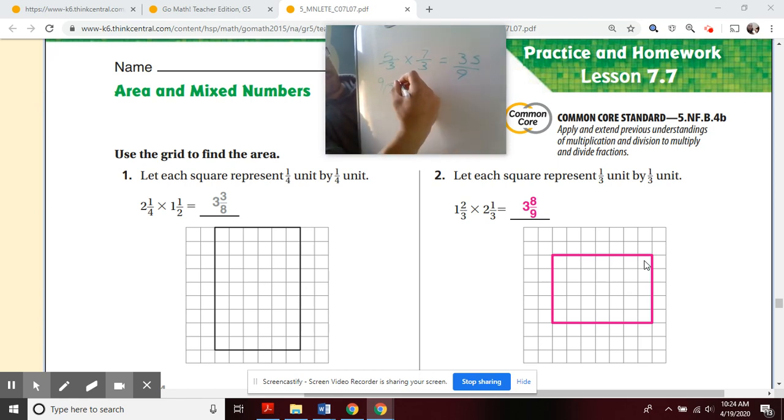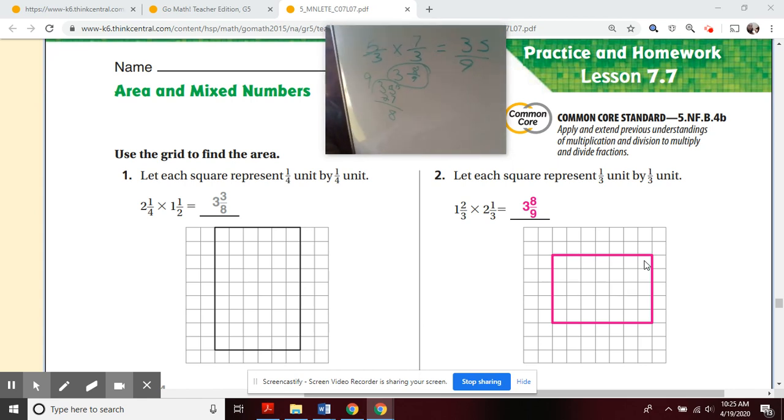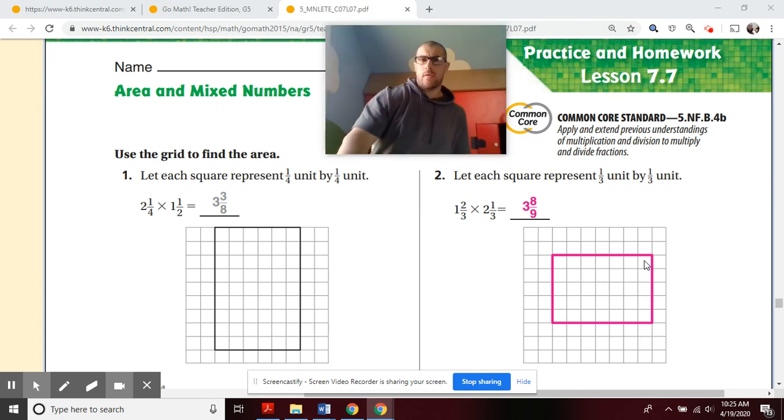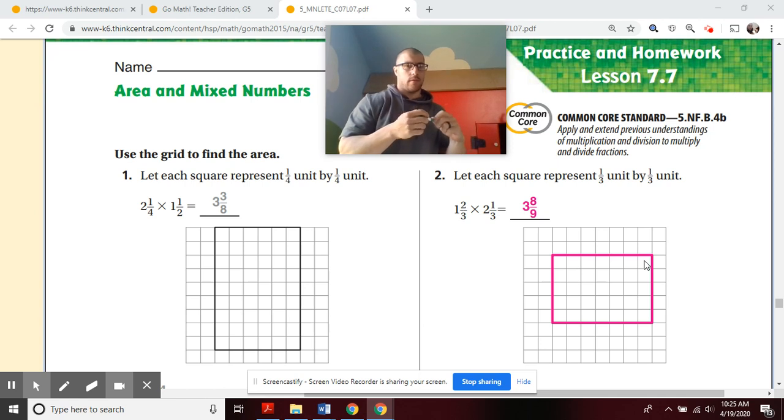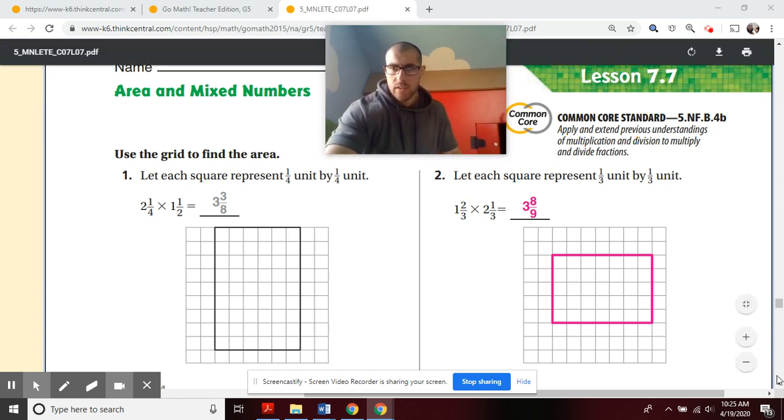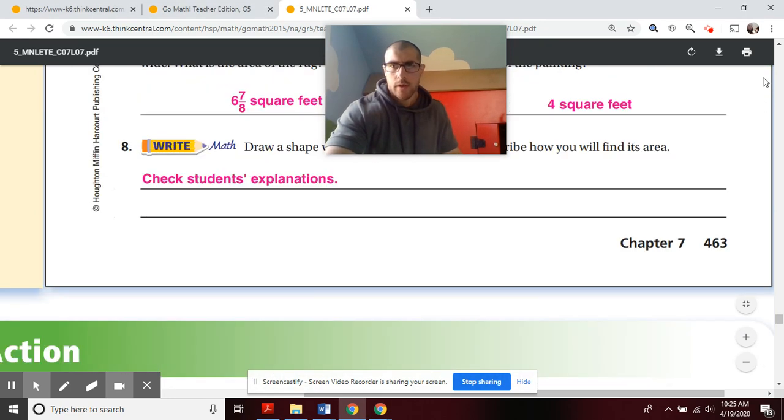9 goes into 35 3 times. 9 times 3 is 27. Subtract. That is now my numerator. My denominator never changes. So see, you do not need to draw that area model to find those. Let's look at the answers, and I'll help explain the rest of your work.